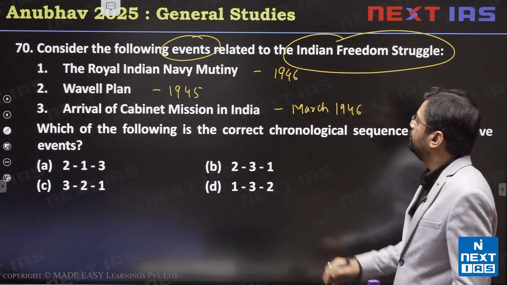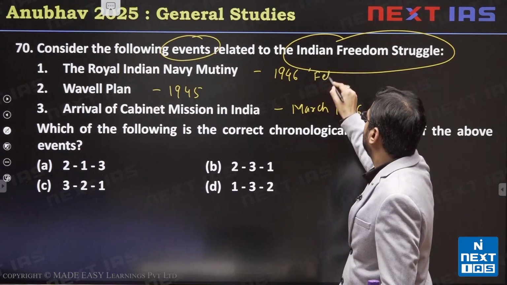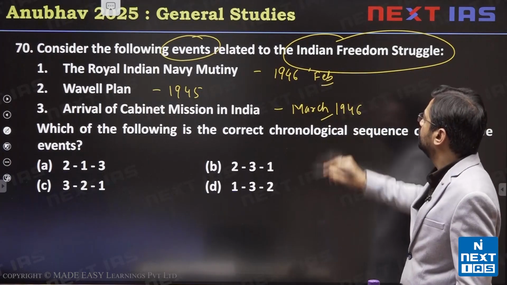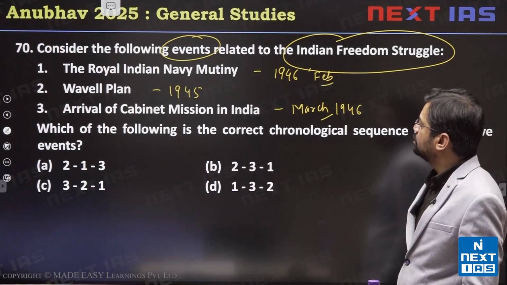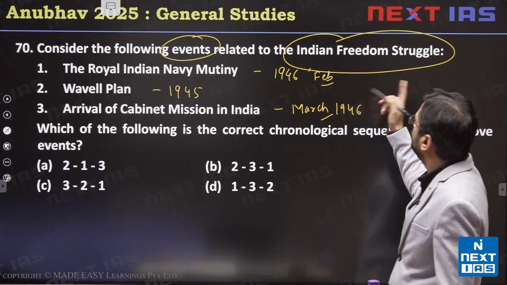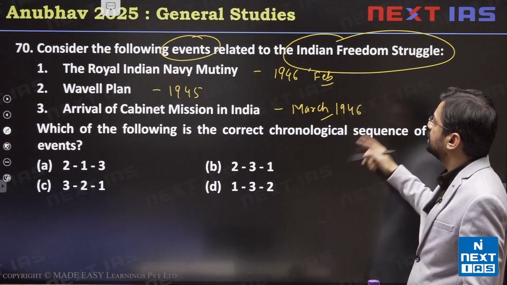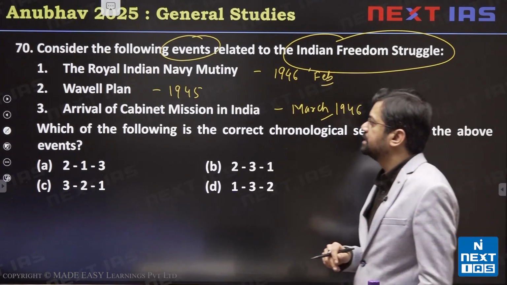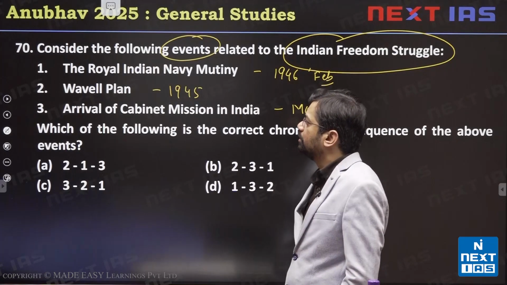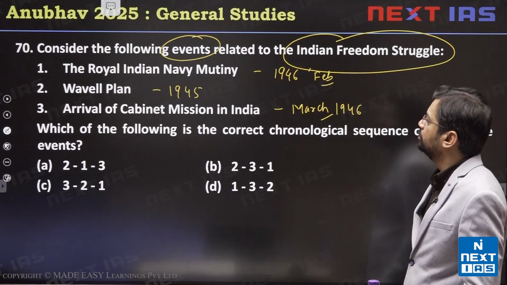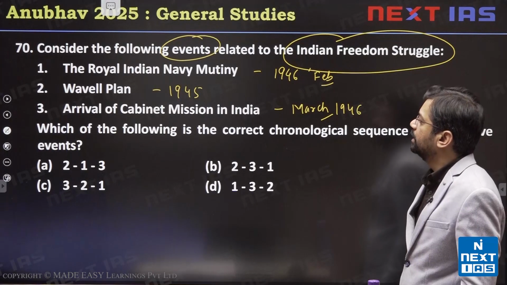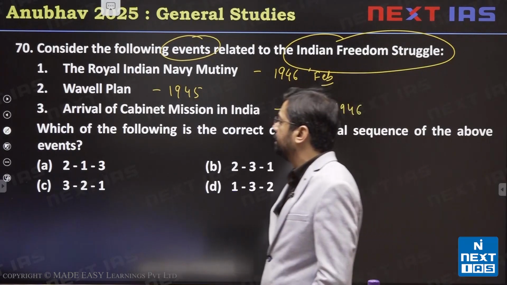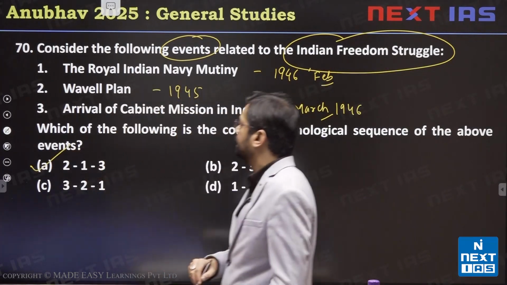So, the Royal Indian Navy mutiny happened in the month of February, and here it is going to be March. So, we have to arrange in chronological sequence. Now if we see the sequence, the first event is going to be the Wavell plan, the second event is going to be the Royal Indian Navy mutiny, and third is going to be the arrival of the cabinet mission in India. So, the answer is going to be A, right.